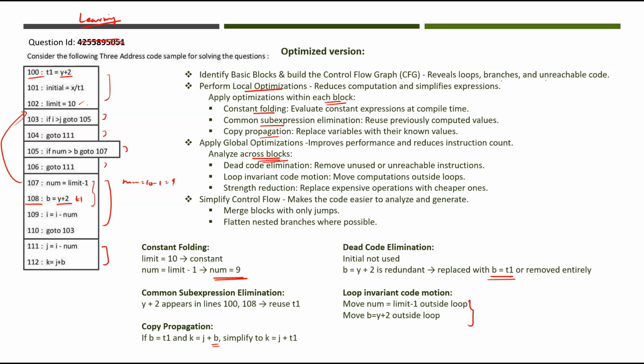Strength reduction is replacing expensive operations with cheaper ones. It is not relevant to this particular code, but usually when there are lots of multiplications, you can replace them with successive additions. The last step is to simplify control flow. It makes the code easier to analyze and generate. We have to merge blocks with only jumps. Then flatten nested branches wherever possible. So these are the usual steps that we carry out.